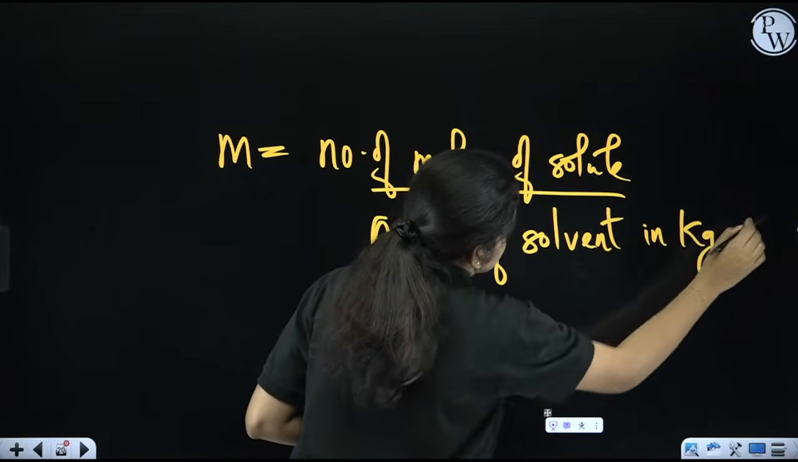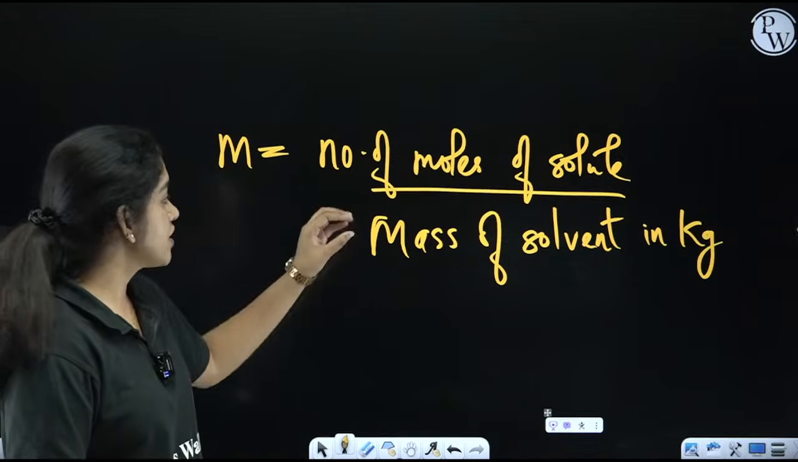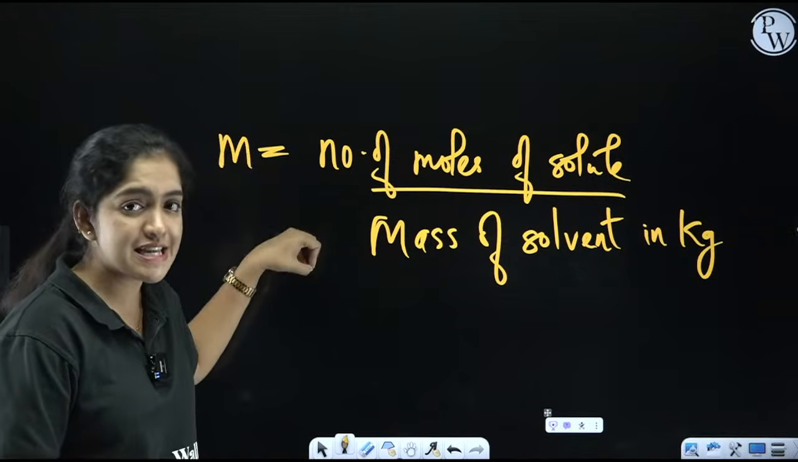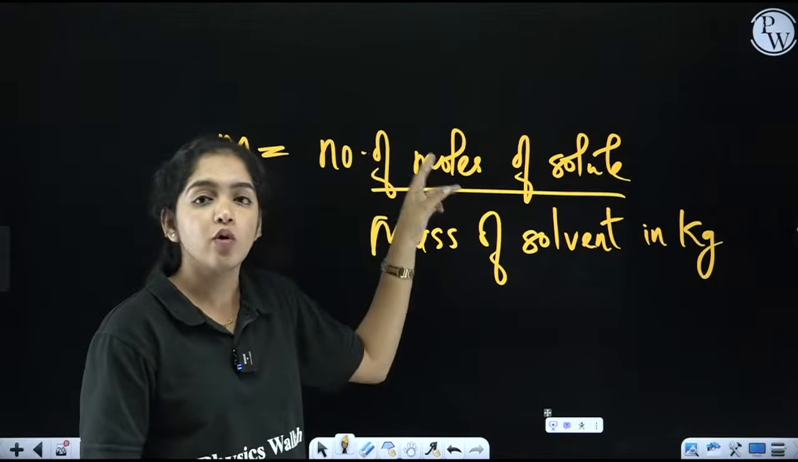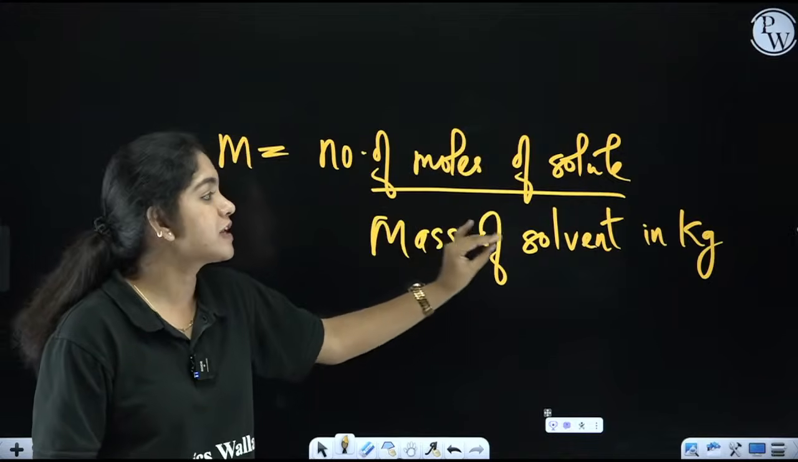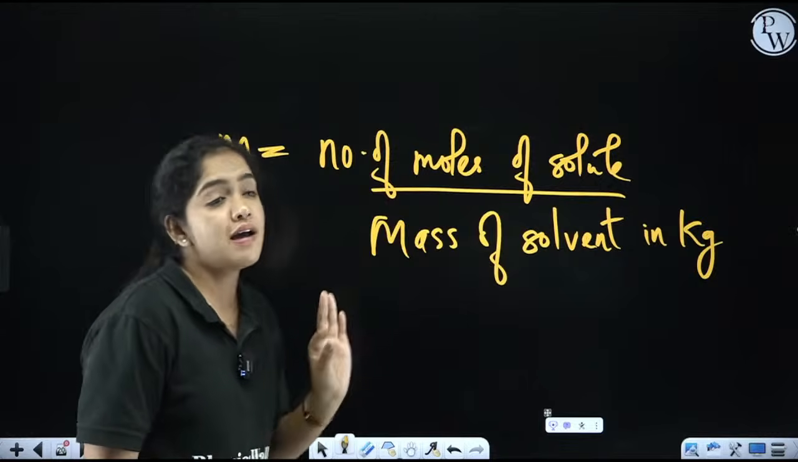Solvent in kilogram. Is that okay? Clear? So we got the equation for how we will calculate the molality. Molality is given by the equation: number of moles of the solute divided by mass of the solvent in kilogram. If we use this equation, we can find the answer for the molality.